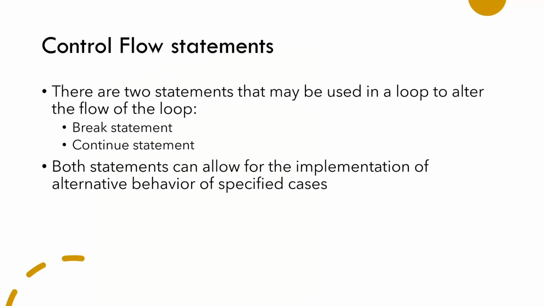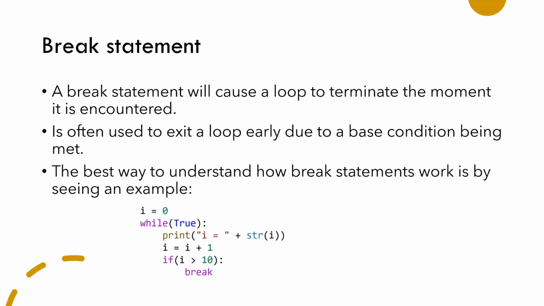So now we start talking a little bit about loops, specifically while loops. It's time to talk about some control flow statements, as I like to call them. These are statements that alter the flow of a loop. There's two of these types of statements: the break statement and the continue statement, and we'll go into these in depth in the next few slides. These two statements allow you to have certain cases where you make the loop run differently than it normally does. First up, we're going to talk about the break statement.